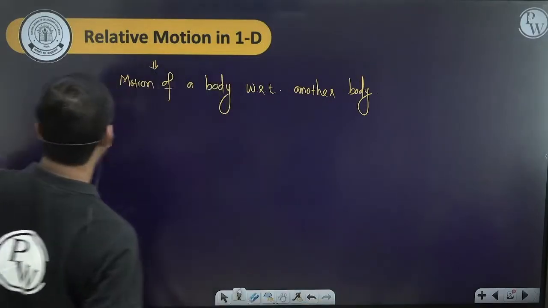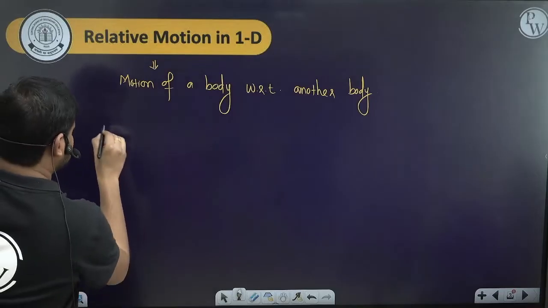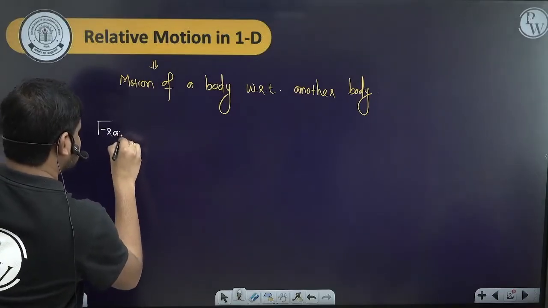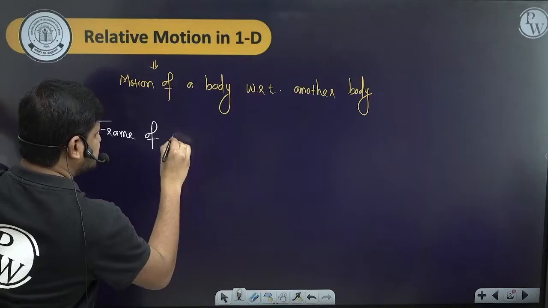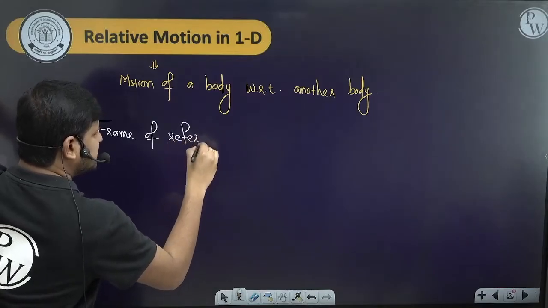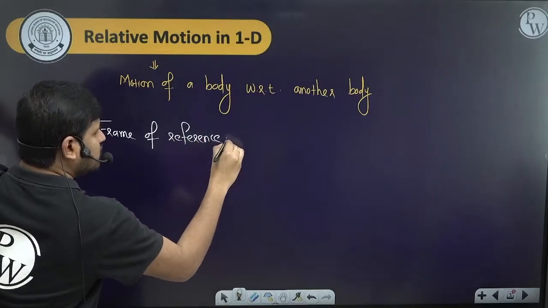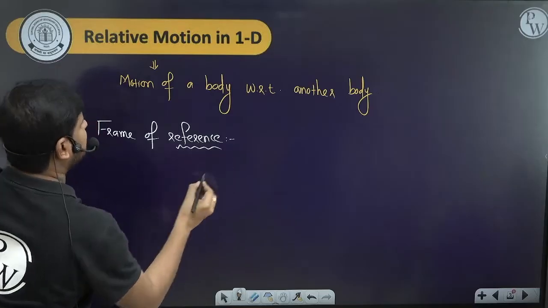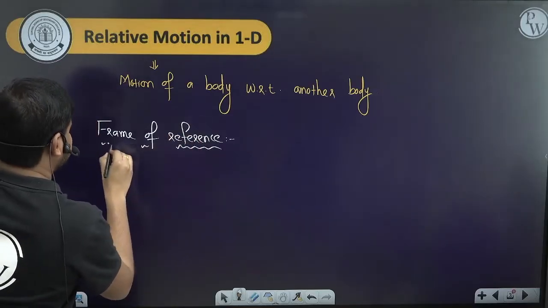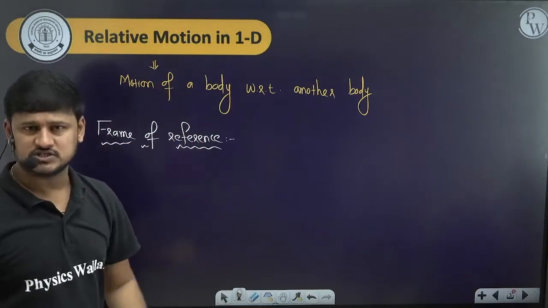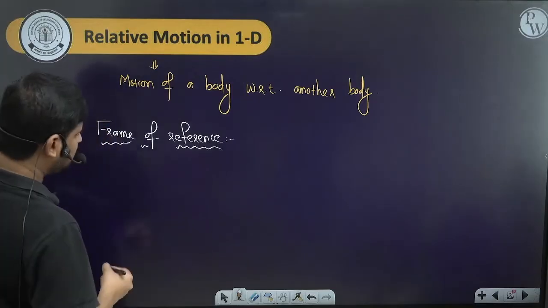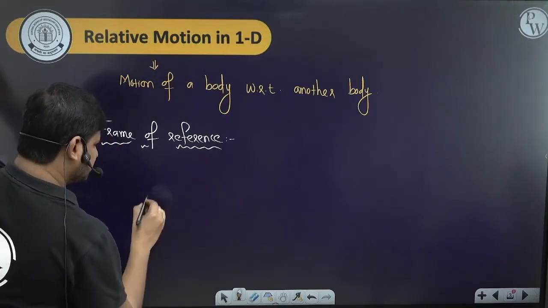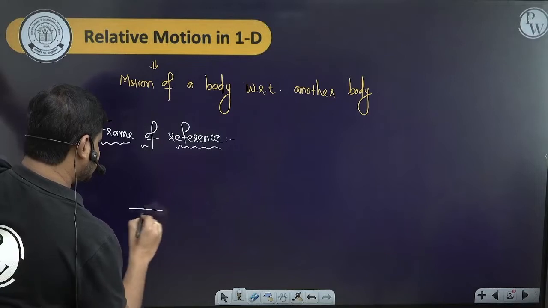So what does it mean by frame of reference? Let's write. What is the frame of reference? Let's understand the basics, then we'll go for the question solving. For relative motion in 1D, I'll take at least some 10 questions and explain the concept through questions. Okay, so frame of reference is nothing but, let's suppose, if I stand on the ground, a person is standing here.